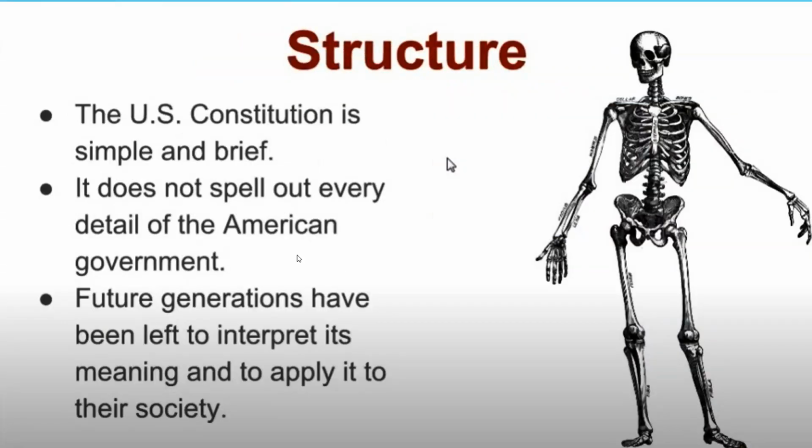What they created was a very simple and brief Constitution. It very intentionally did not spell out every detail of our government, and it has been described as a skeleton or as a framework for American government. Future generations have been left to interpret how that government is meant to apply to them in their situations. This was done intentionally. So it's intentionally vague.